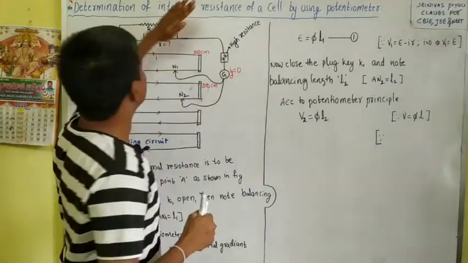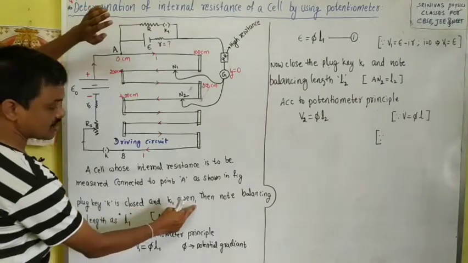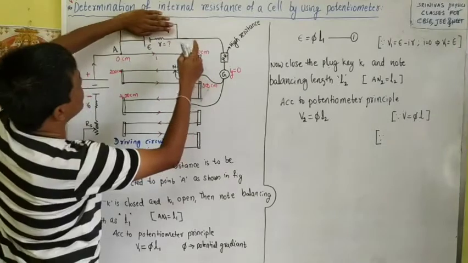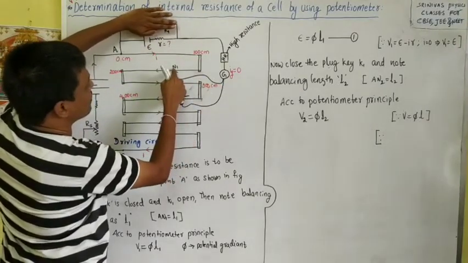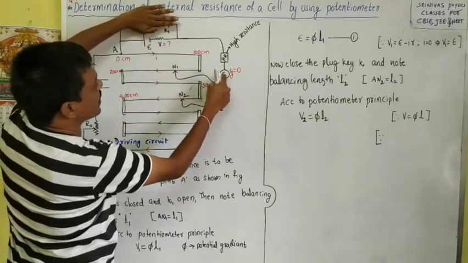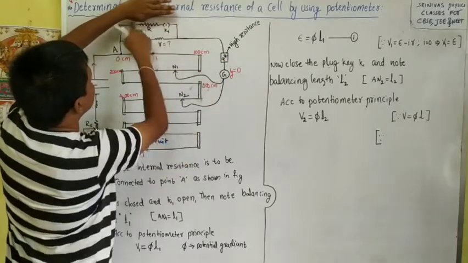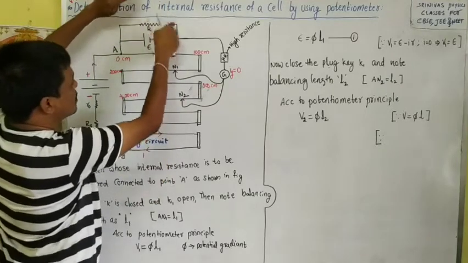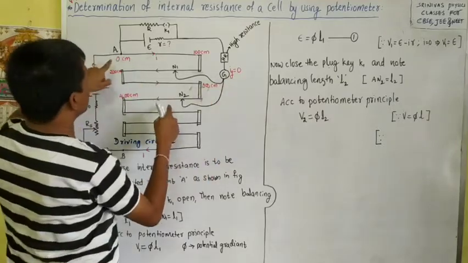In the previous case, when the plug key K is closed and K1 is open, only one line like this is there. Here we got the galvanometer zero deflection at this point. That means along this line there is no current. This branch was not there in the previous case, but now we are closing K1, at that moment this branch is also there. Now the galvanometer shows zero deflection, and at that moment we note the balancing length as L2.